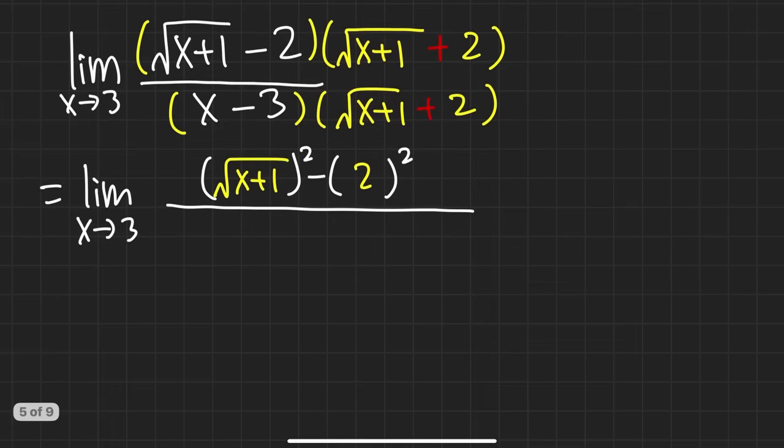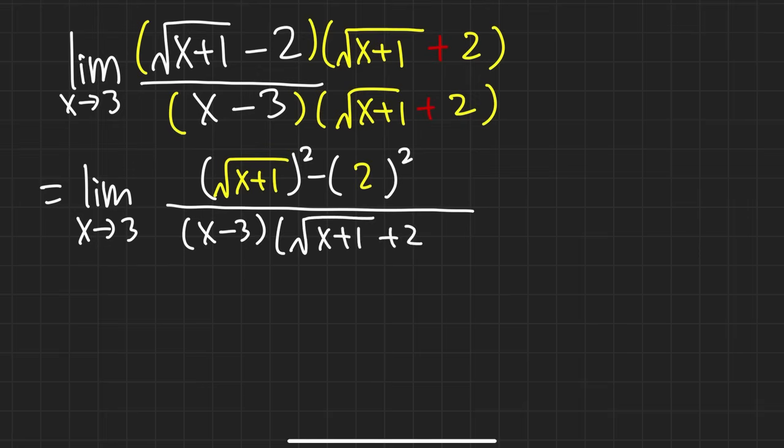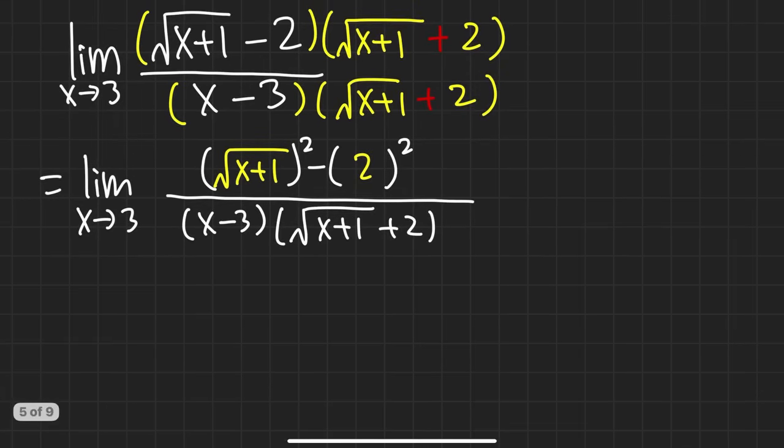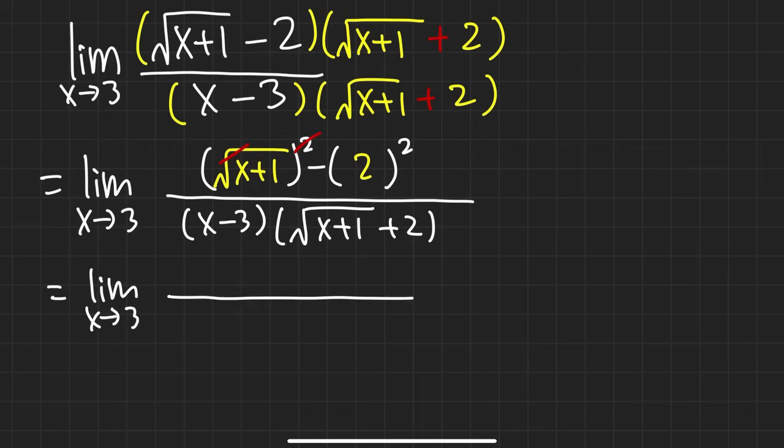And for the bottom, do not multiply it out. Just leave it. Now for the top though, we see that the square root cancels. So we have this. It's just x plus 1. And then 2 squared is just 4. So minus 4 right here. And again, leave the bottom.